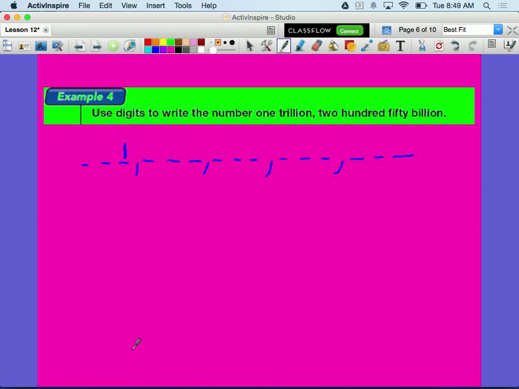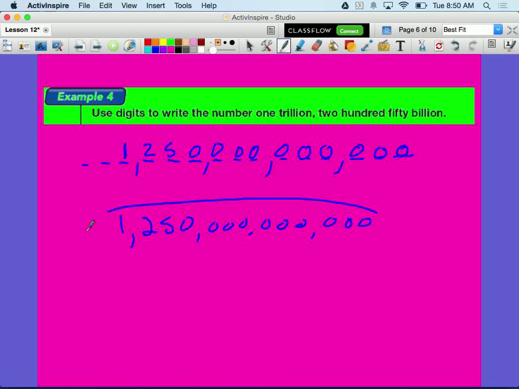Okay? 250 billion. Well, billions is next, so I just write 250 in the billion spot. Now that's it. So I can't just leave it like that. I have to fill everything in to the right. So this is going to get filled in with just zeros, because there's nothing there, but we need to hold those place values. So my answer would be 1, 250, 000, 000, 000. Okay? So if you struggle with place value, draw lines for each place value that you need.